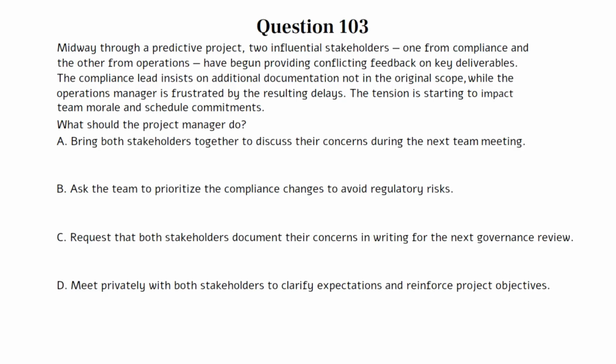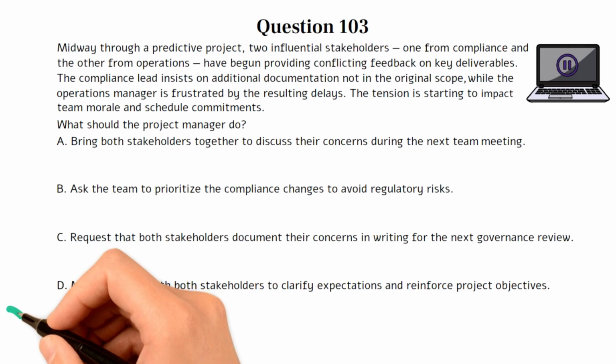A. Bring both stakeholders together to discuss their concerns during the next team meeting. B. Ask the team to prioritize the compliance changes to avoid regulatory risks. C. Request that both stakeholders document their concerns in writing for the next governance review. D. Meet privately with both stakeholders to clarify expectations and reinforce project objectives. You can pause the video here if you need more time to work on the question. The correct answer is D.